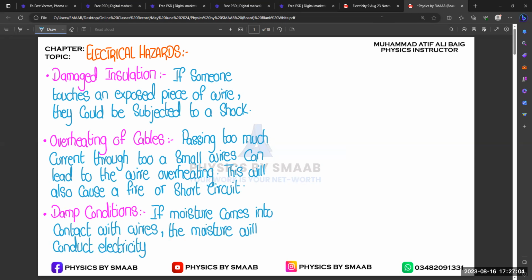And you know that this will result in a short circuit, also electric shock, and that will also damage your device, right? Or again the same thing, short circuit. And the third one is related to excess current flowing through overloading of plugs or extension, right?